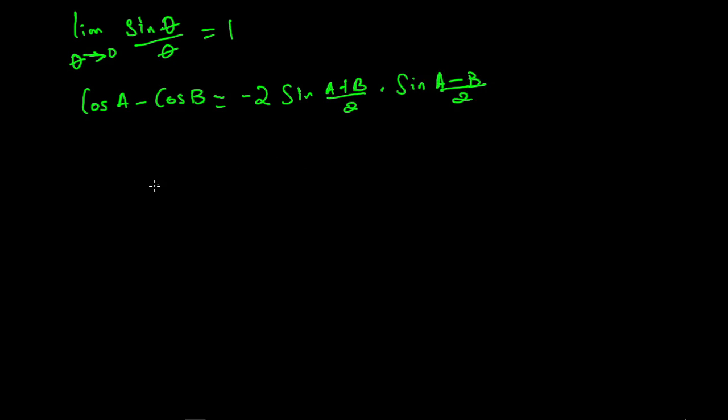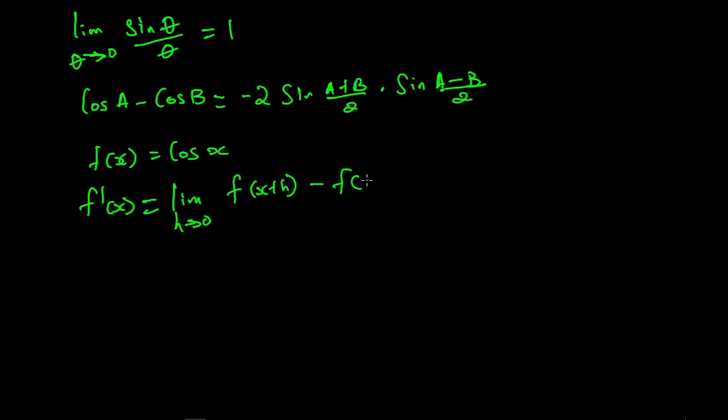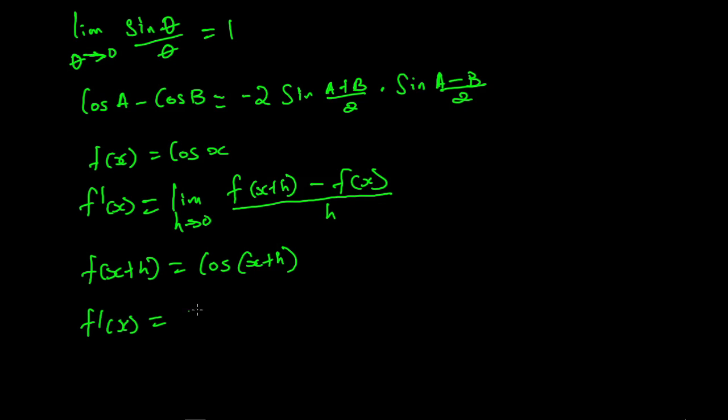So given the function f of x equal to cos x, by the definition of derivative, f prime of x, which is the derivative of our function, is equal to the limit as h tends to 0 of (f of x plus h minus f of x) all over h. Now, if f of x is cos x, that means f of x plus h is equal to cos(x plus h). So f prime of x is going to give us the limit as h tends to 0.